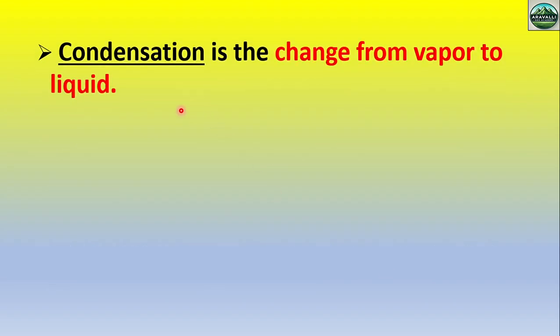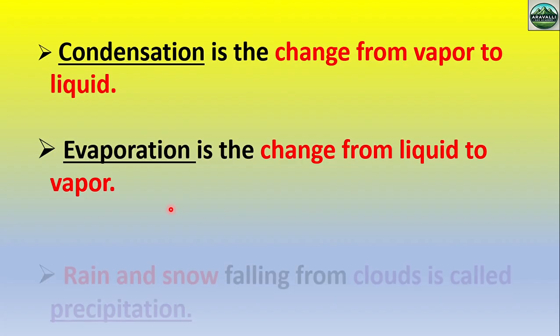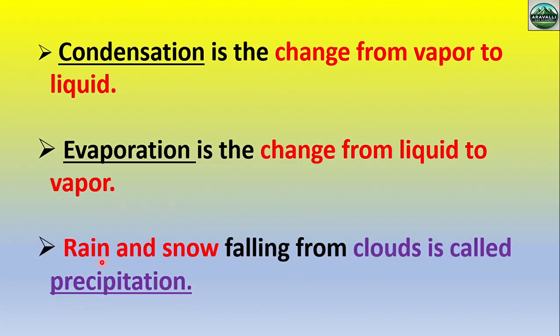Condensation is the change of vapor to liquid, and evaporation is the change from liquid to vapor. Just the opposite. Now, rain and snow falling from the cloud is called precipitation. So what is precipitation? Rain and snow falling from the cloud, this is known as precipitation.